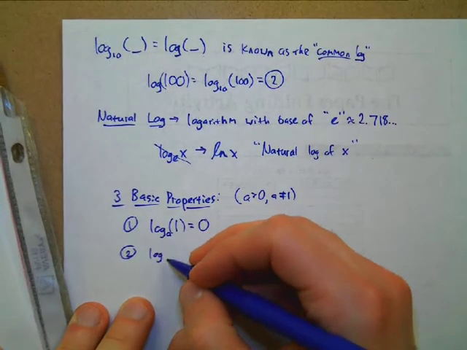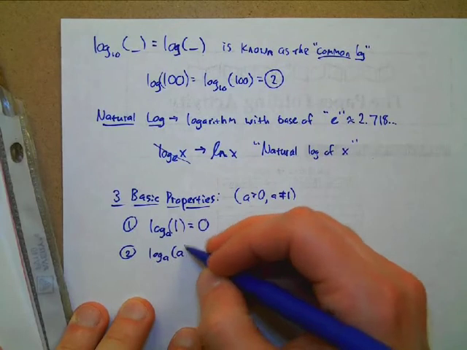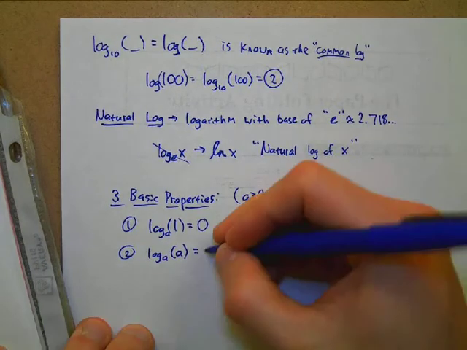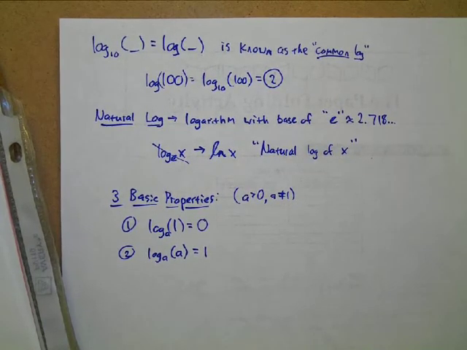Basic property number 2. Log base a of a. What will that always equal? Well, what's log base 2 of 2? Or in other words, 2 to what power gives us 2? 1. What's log base 3 of 3? 3 to what power gives us 3? Log base 4 of 4. Log base 100 of 100. Log base a of a, 1. So you take the log base of itself, and you get 1.